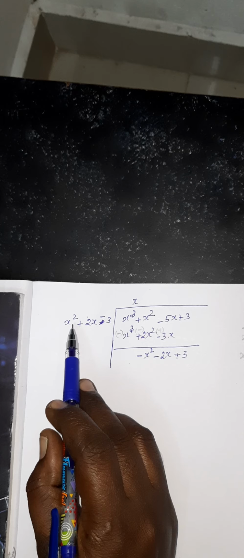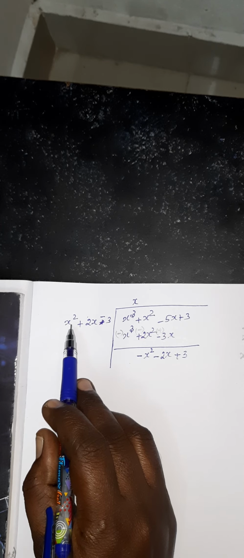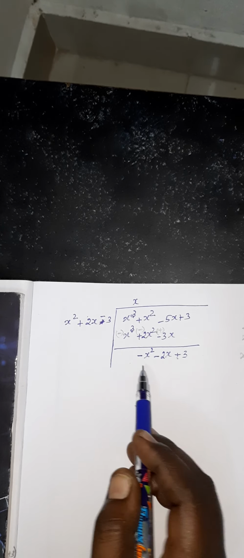Then minus 5x plus 3x. Minus 5 plus 3, signs are different. Put the greater number's sign and subtract from the greater number. 5 minus 3 is 2x. Then bring the third term 3. Okay, now you see the degree of the remainder is power 2 and the degree of the divisor is also power 2. Since the degrees are same, we can continue the division.